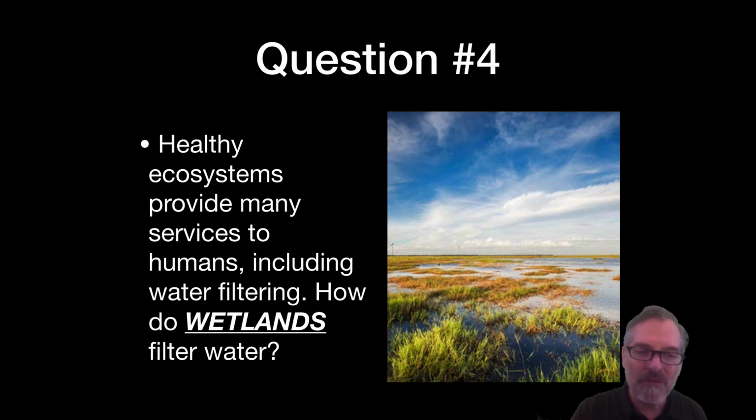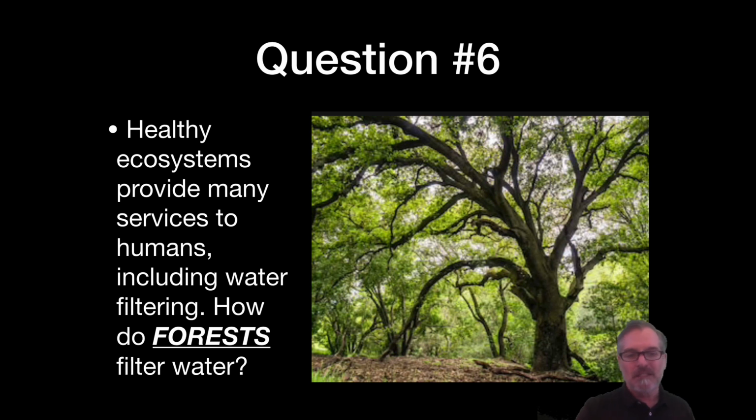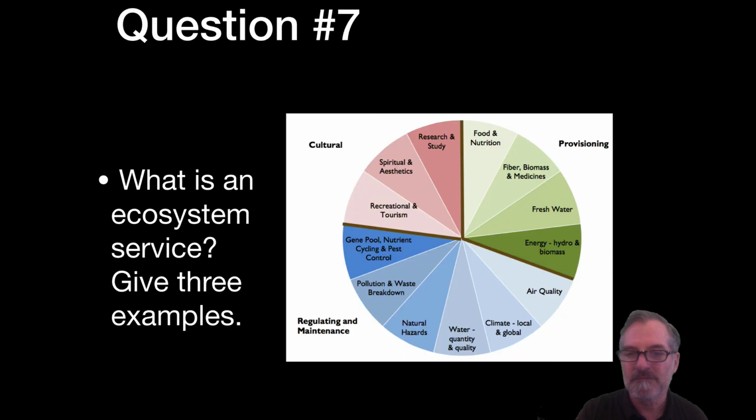Question 4. Healthy ecosystems provide many services to humans, including the filtering of water. And how do wetlands filter water? How do the oceans filter water? Again, look at the picture, because I usually put a little clue in there. And 6. How do forests filter water? And then last, what is an ecosystem service? Give 3 examples. And again, you can look at the graphic here to give you some hints.